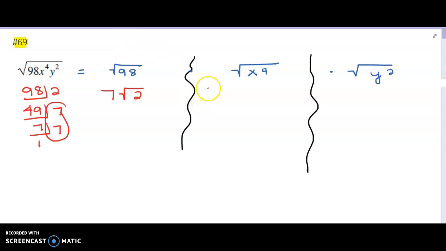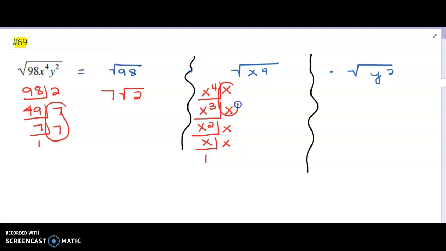Okay, square root of x to the 4th, I break it down. X can go into x to the 4th, x to the 3rd times. X can go into x to the 3rd, x squared times. X can go into x squared, x times. X can go into x once. When we get to 1, we're done.